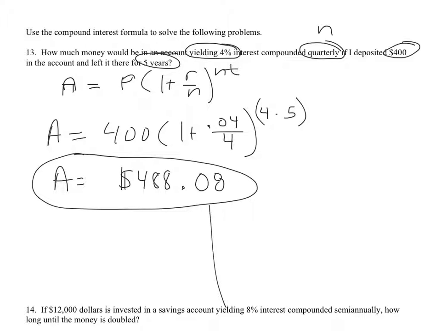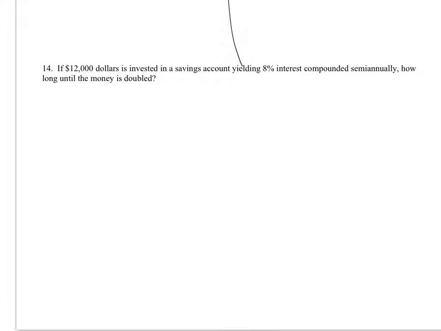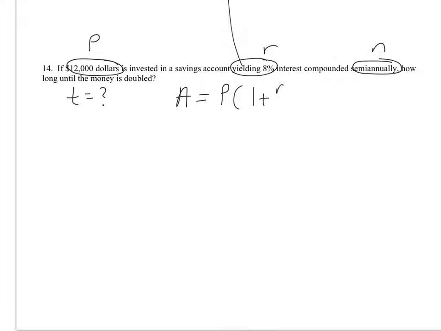So the second one is really similar, except we're going to try to find the time. So we have $12,000, which is our principal, which we are trying to put in an account with an 8% rate. Compounded semi-annually, so that'll be our N. How long until the money is doubled? So in this case, we don't know what T is.